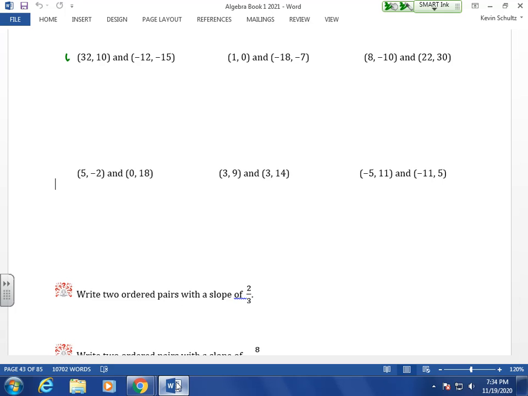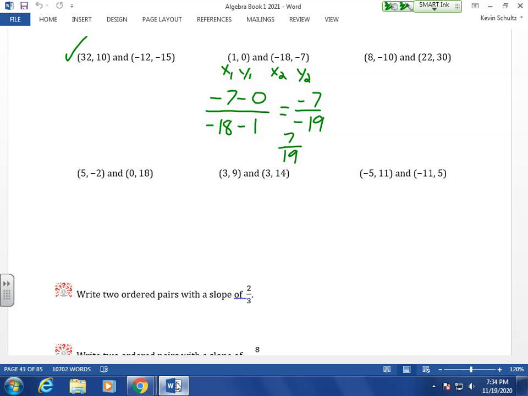We did this one already on the quiz. For this one, x1, y1, x2, y2, you have -7 minus 0, and then x2 minus x1, -18 minus 1, which would give you a -7 over -19. You look to simplify this, the only thing you can do, negative divided by a negative is a positive, and so 7/19 would be the answer. 7/19, positive 7/19. Did this one on the quiz, did this one on the quiz.